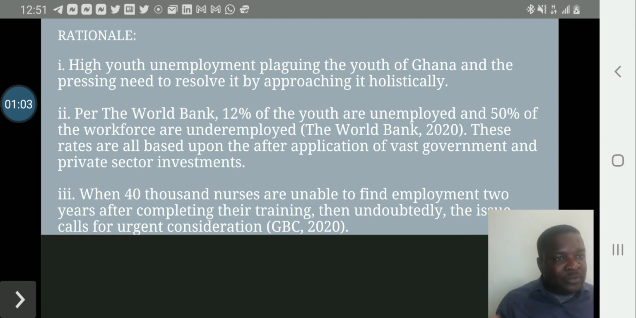When we have 40,000 nurses who graduated from nursing school, finished the training and everything, and stayed at home for two years without any employment, that's quite alarming. So we can consider this a crisis.